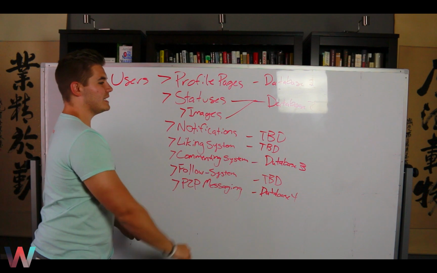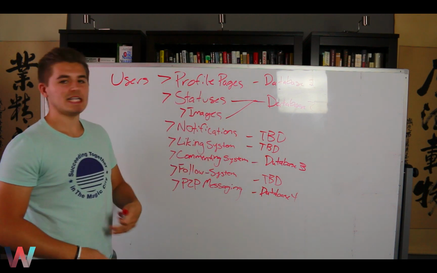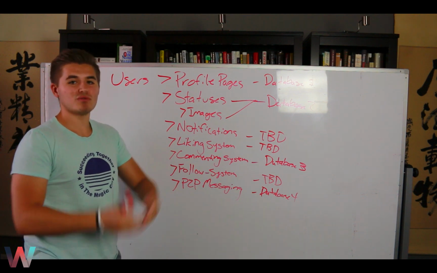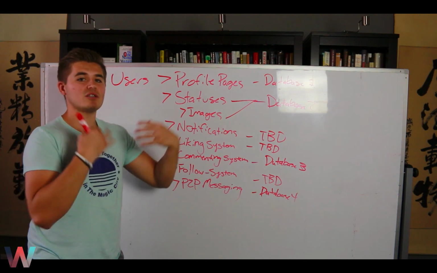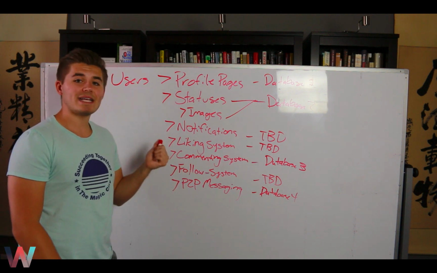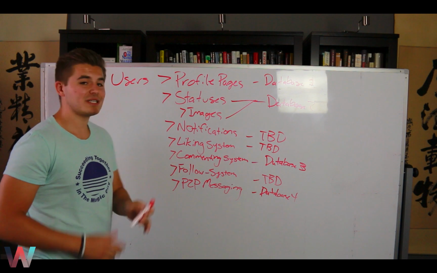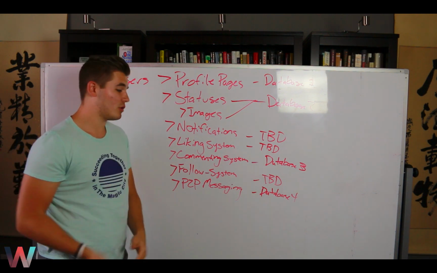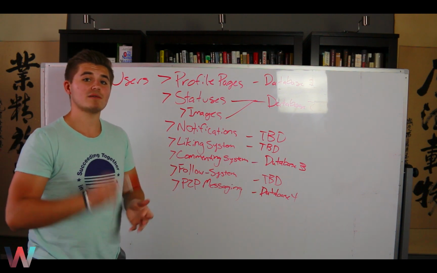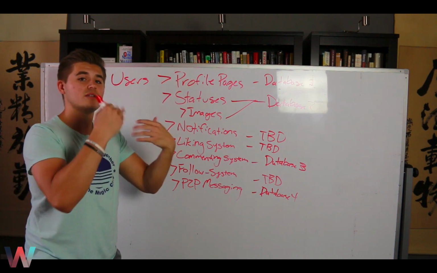Okay, so now we have all of our tools to properly say, okay, here's our users. Here's what our users need to be able to do on the platform. They need to create profile pages. They need to be able to post statuses. They need to receive notifications based off of whatever happens on their statuses from other people. We need a liking system so that way people can like certain statuses. We need a commenting system so people can comment on those statuses. We need a follow system so people can follow other people and receive different status updates in their feed.